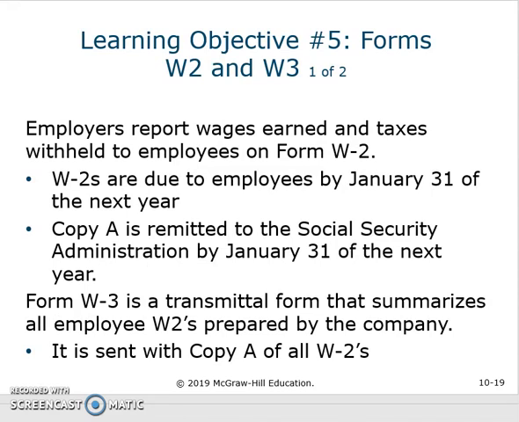So as we talked about in I believe it was the first slide, employers are required to report earnings to their employees and the amount of taxes that were withheld on Form W-2. These are due to the employees by January 31st of the next year. And then copy A is also sent to the Social Security Administration. And then Form W-3, which is a transmittal form that summarizes all of the employees' W-2s, is prepared by the company, and it is sent with a copy of all of the employees' W-2s.